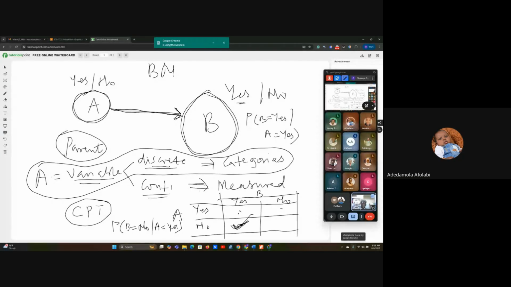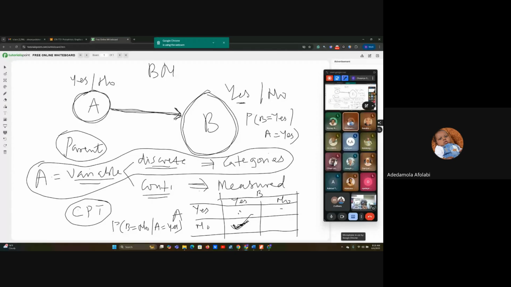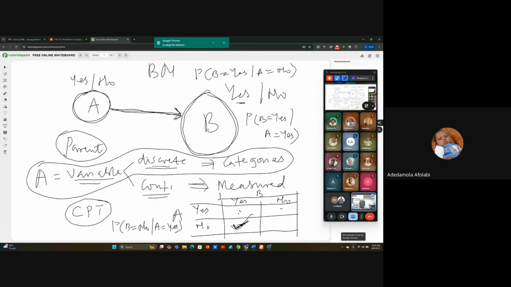Okay. Probably that A equal to no, given that B is equal to yes. Think very well. Okay, I'm sorry, B is equal to yes, given that A is equal to no. Yes. Please, let's clap for him. So that is probability of B is yes, given what? A is equal to no.